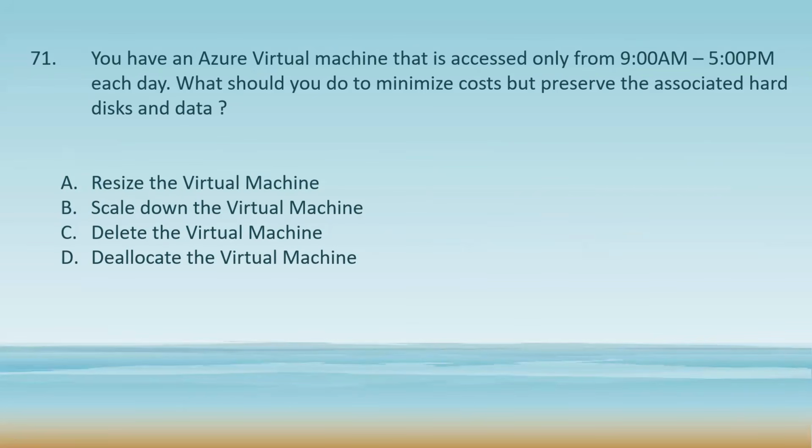The keywords here are you need to minimize cost but preserve the associated hard disk and data. So option C is not valid, as this will lead to data loss. Now option A and B will lead to reduction in cost, but might lead to performance issues and will not offer the cost benefits as compared to deallocation. So the most appropriate option in this case is to deallocate the virtual machine in the time frame outside of what is mentioned in the question.